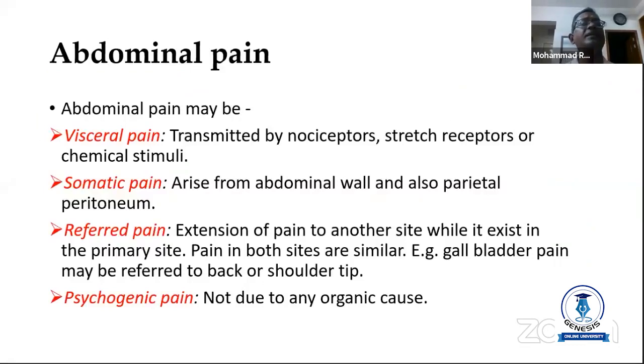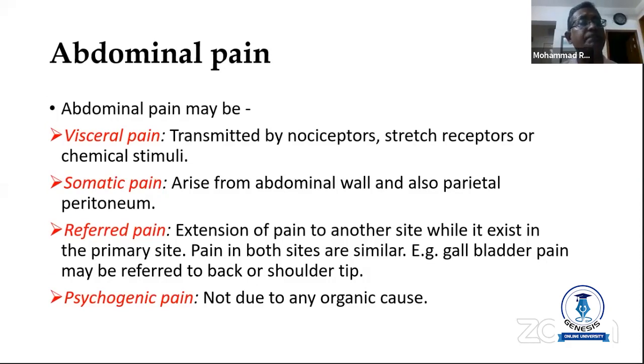So abdominal pain may be due to visceral pain. What is visceral pain? Visceral pain is transmitted by nociceptors or stretch receptors. The stretching of the viscera will produce some pain. And somatic pain, as we all know, is from the abdominal wall and also from the parietal peritoneum. So anything that happens in the abdominal muscle or parietal peritoneum, which we all know is pain sensitive, can cause pain. Abdominal muscle is also pain sensitive, supplied by somatic nerves, and visceral pain occurs due to stretching of the receptors or by nociceptors.